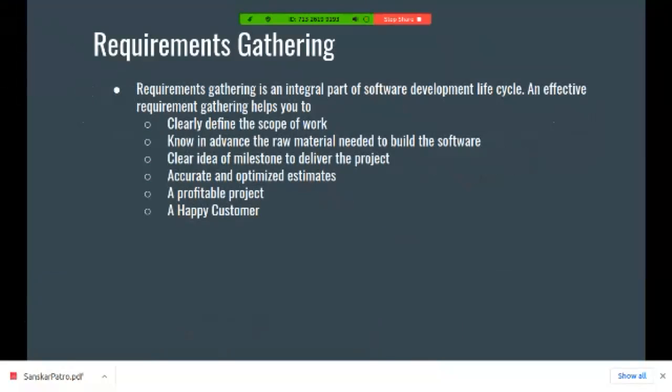So basically, requirement gathering helps us in clearly defining the scope of work, and know in advance the raw material needed to build software. As you go and build a particular dish, you need a recipe. If you have the recipe in hand, then you can easily build the dish. Similarly, for software development, if you know the raw material in advance, you can easily build the software. Requirement gathering also gives us a clear idea about the milestones to deliver the project, so that we and the customer both know when to deliver it. It also helps us in accurate and optimized estimates to develop a profitable project and a happy customer at the end.